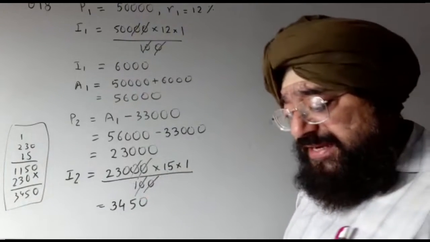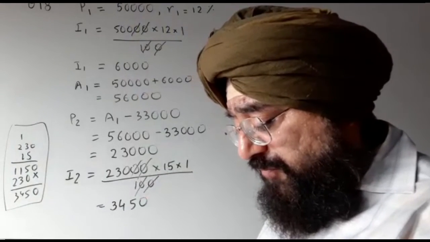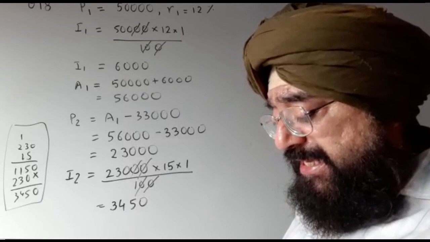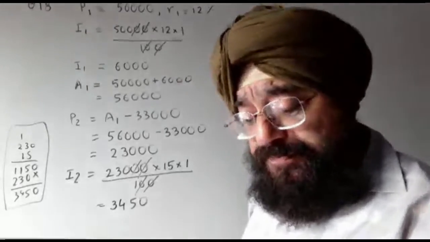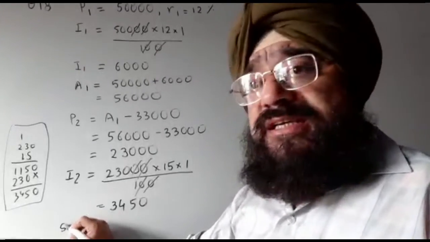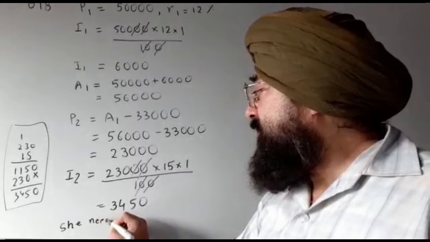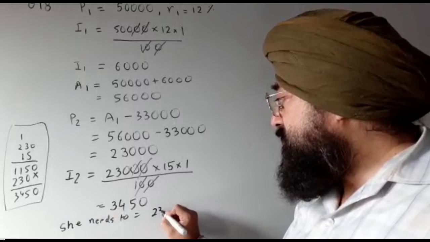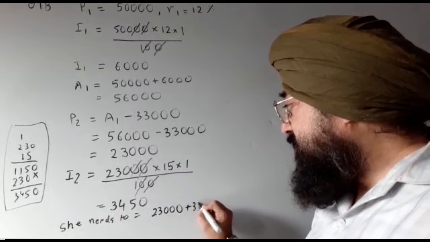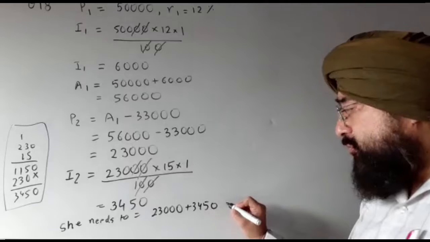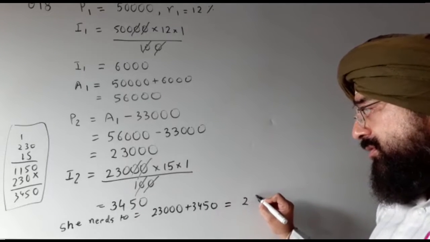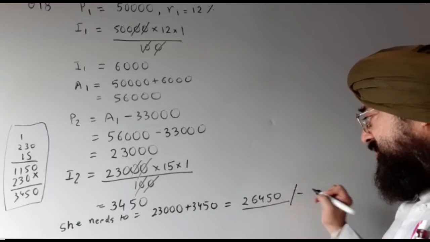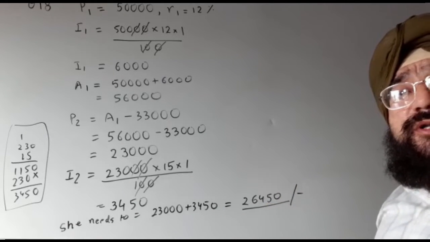And what are we supposed to find? We are supposed to find the amount she needs to pay at the end of the second year to clear the debt. So she needs to pay how much? P2 plus I2, that is 23,000 plus 3450. And this comes out to be how much? Let us calculate. 26450. So this is what she is going to return at the end of the second year to clear her debt.